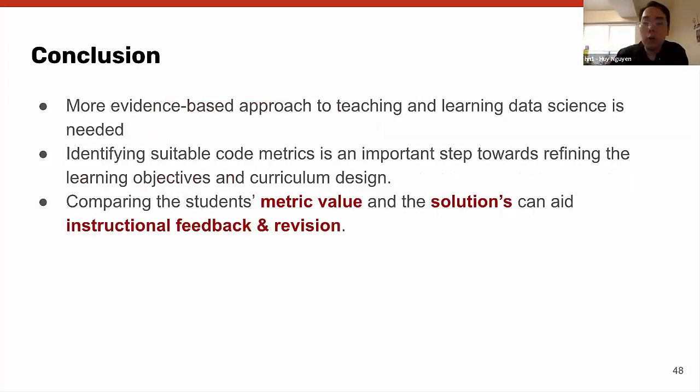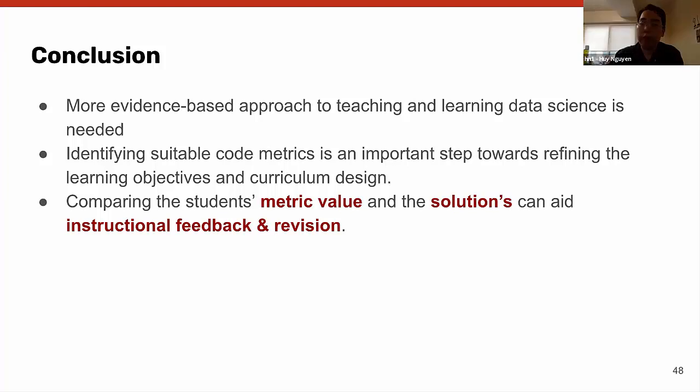And finally, we should note that as demand for data science increases rapidly, universities and organizations are actively expanding their data science course offerings. However, our research indicates that a more evidence-based approach to teaching and learning data science is needed due to the distinctive nature of the domain.